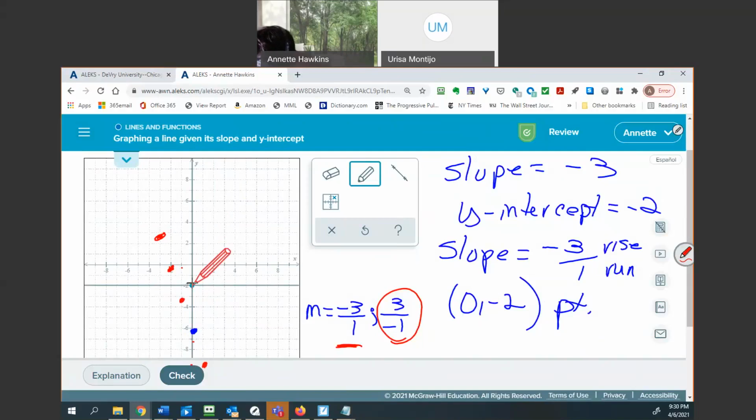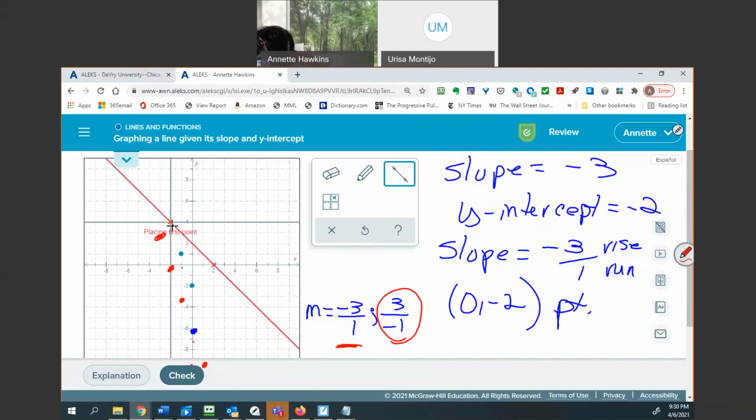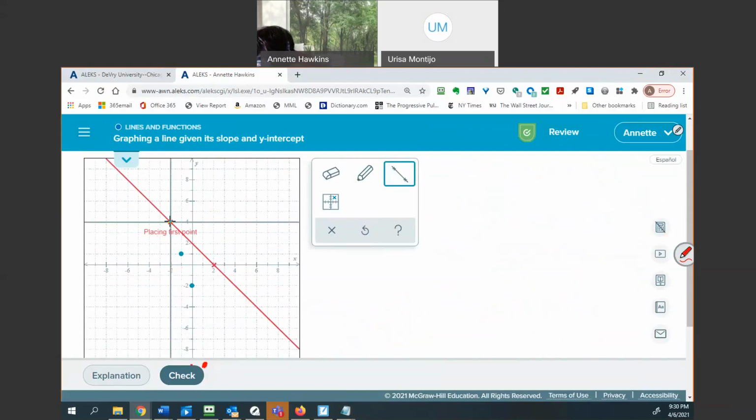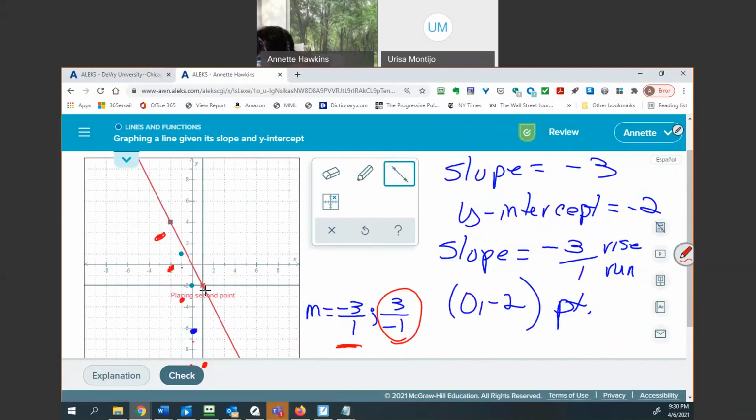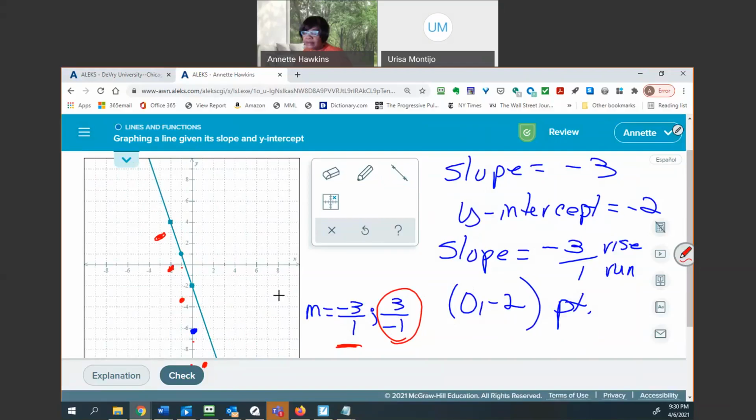So (0, -2), and then I'm going to go up 3, 1, 2, 3, to the left 1. Put a point here. 1, 2, 3, to the left 1. Okay. I'm going to grab my line tool and I'm going to go to that point. And then I'm going to move this line tool until it goes through these points. And there is the graph. Okay. That's what it wanted.